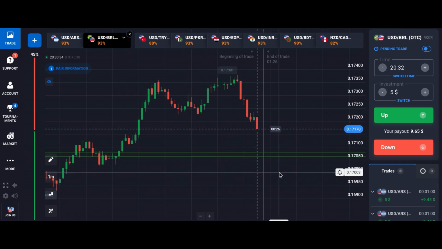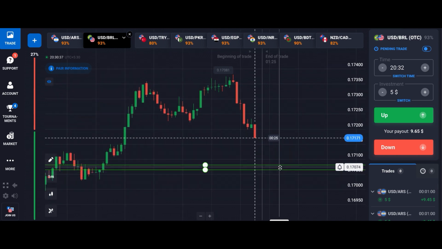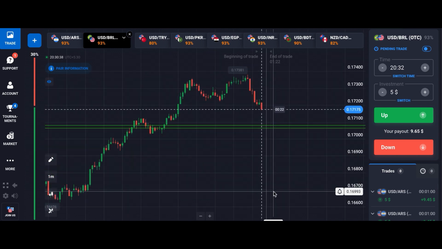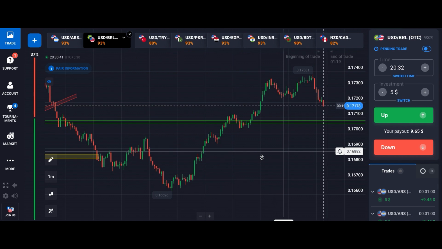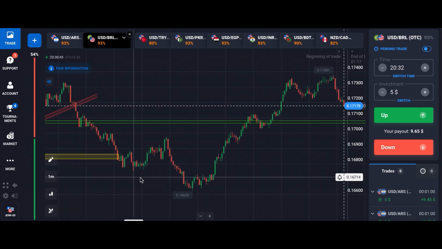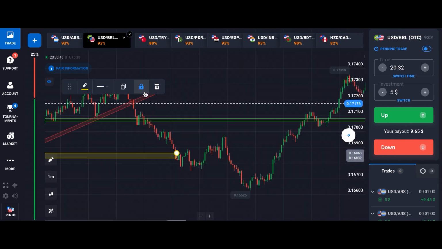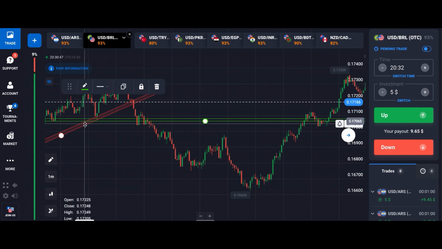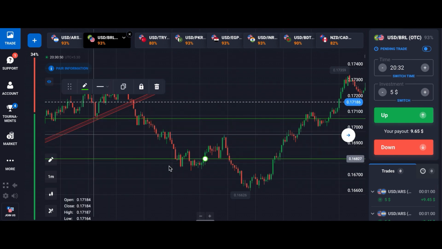So now here I'm marking this level and then below this here. Okay, so now I will wait for the market to come to this level and then will execute the trade. And if I draw the resistance line, okay, let me delete this and let me, okay, where are you going, man?